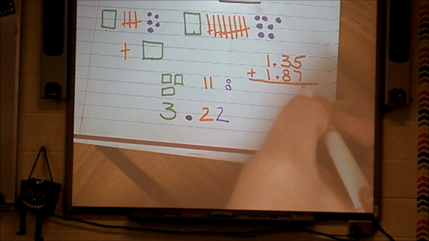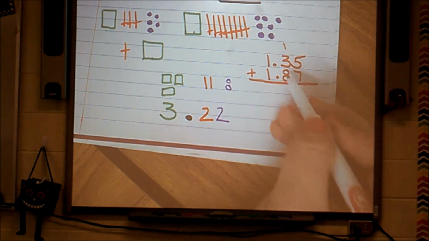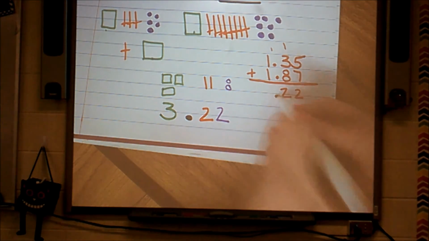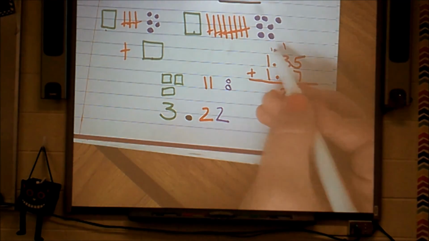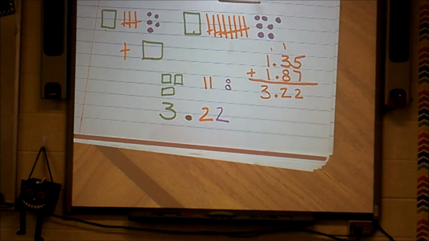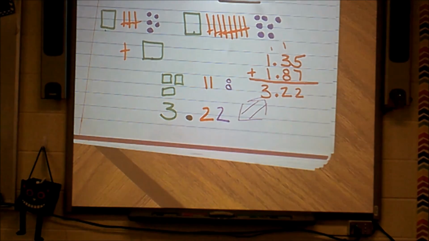5 and 7 is 12. 1 and 3 is 4. 4 and 8 is 12. Decimal and decimal equals decimal. 1, 1 and 1 is 3. Jumpin' Jehoshaphat. They're the same answer.